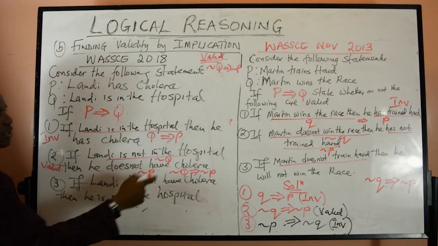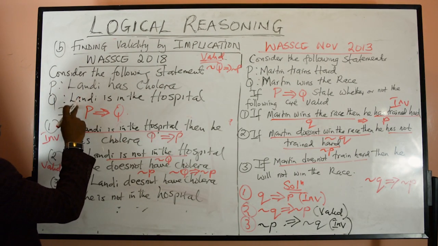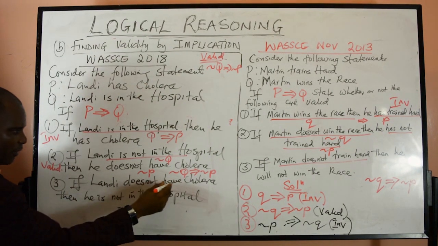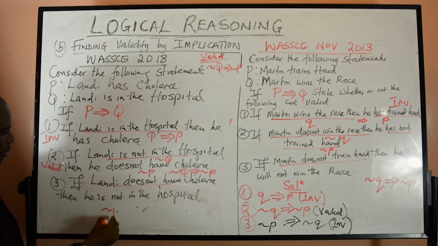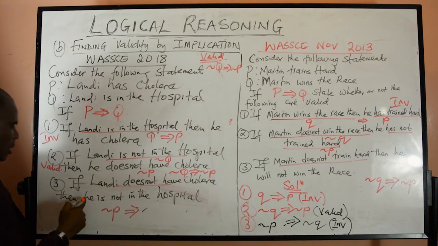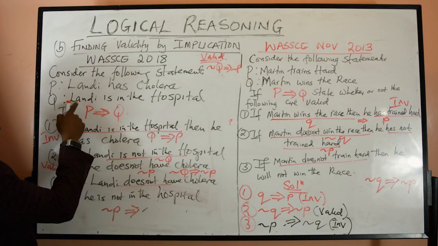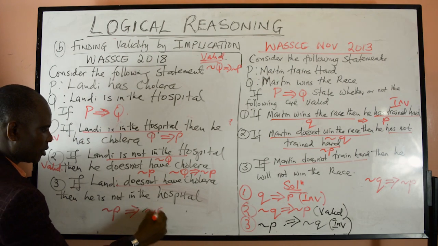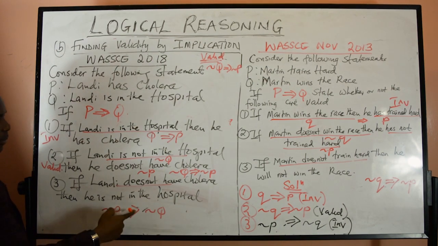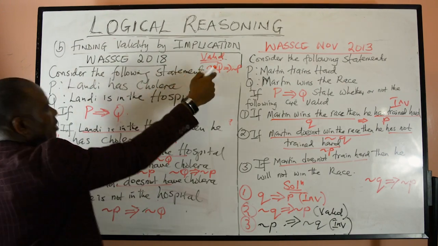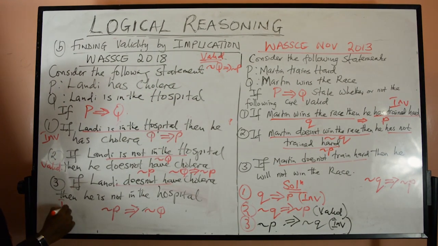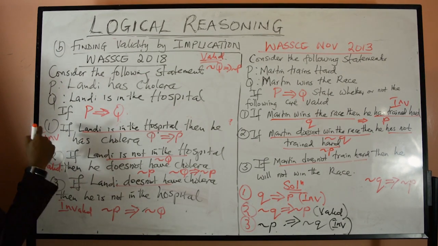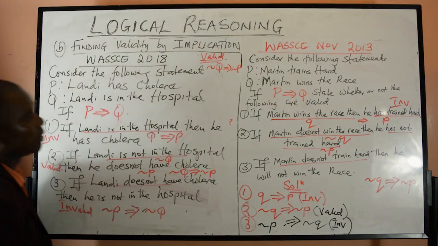Now we go back. If Landing does not have cholera, this is negative P, implies he is not in the hospital. Landing is in the hospital is Q, so he is not in the hospital is negative Q. So this is negative P implies negative Q, which is not the valid form. So it makes it also invalid. So we have invalid, valid and invalid. So invalid, valid, invalid are the answers here.